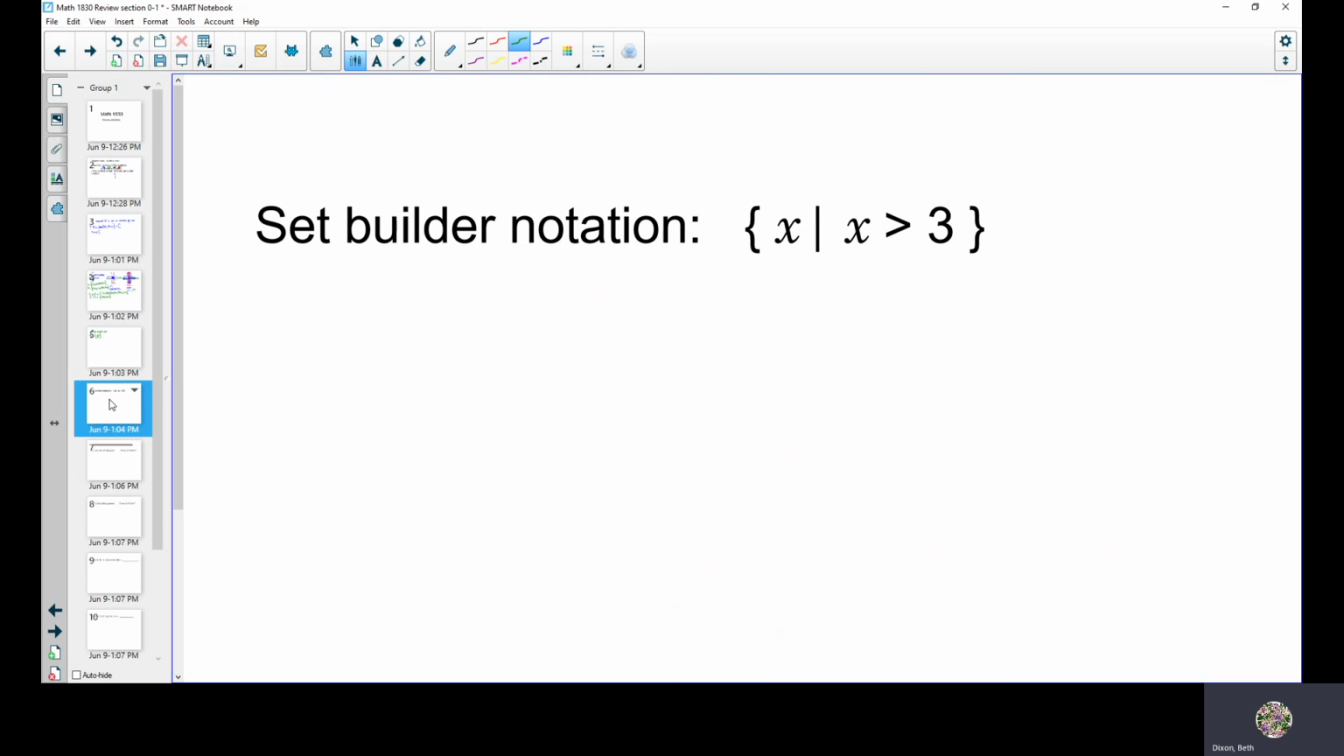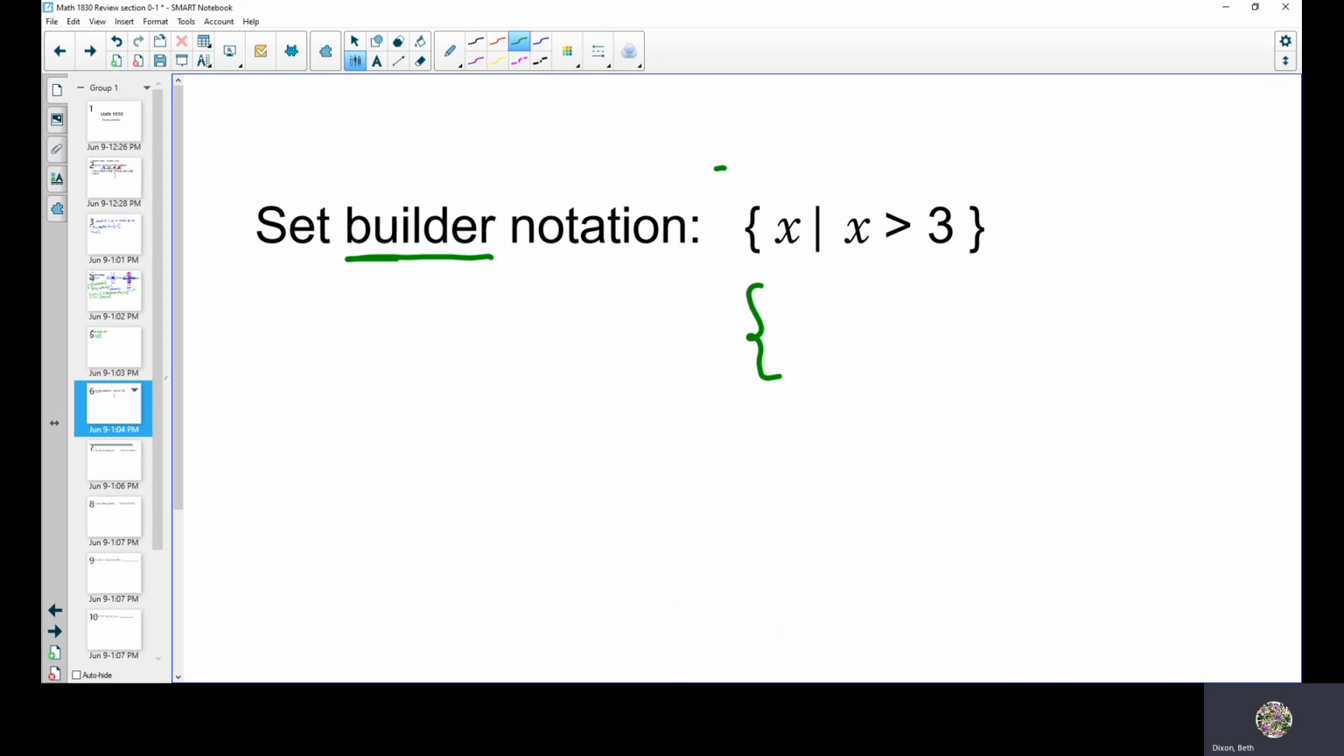So why are we covering it in a review section? Well, you won't have to use it, but you do need to be able to read it to check your answers. Set builder notation is building your answer with the use of sets.